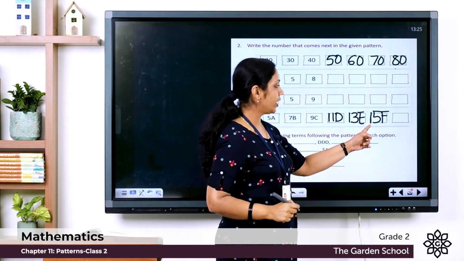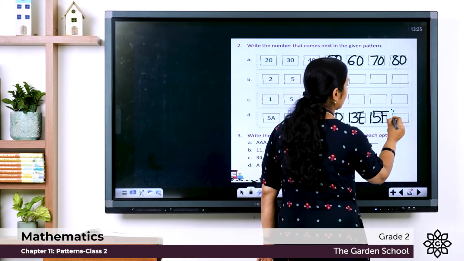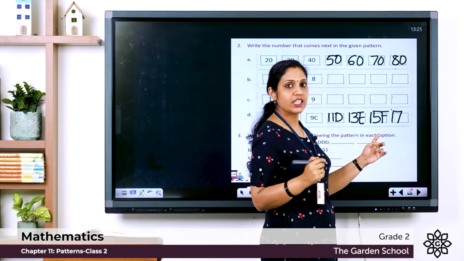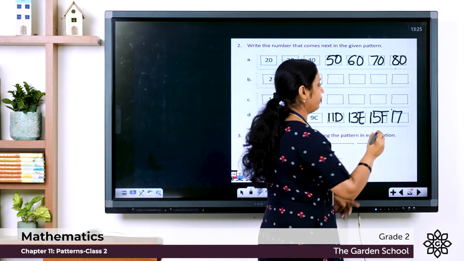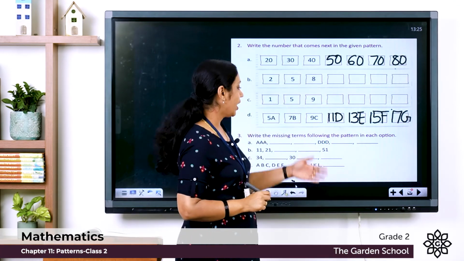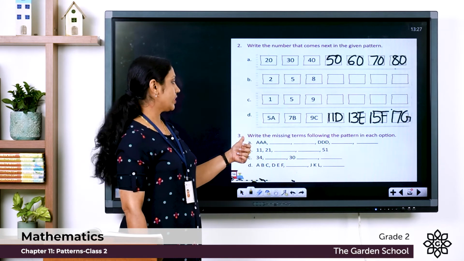Now with this 15 again add 2. 15 plus 2 is 17. And which letter should come after F? A, B, C, D, E, F, G. So this is how this pattern should be completed. And likewise you can complete the rest of the exercises. Now let's look at the next question.